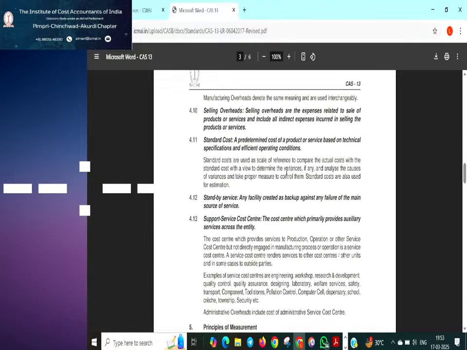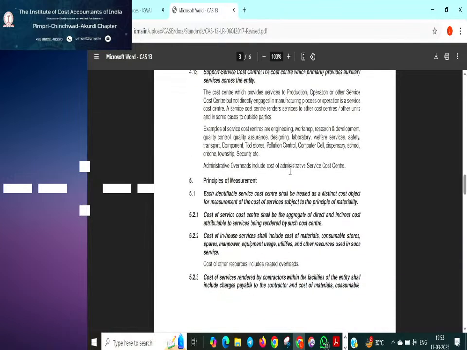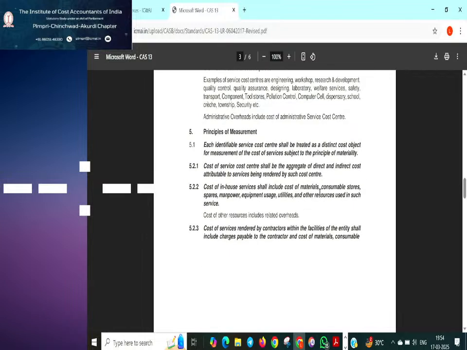So I am directly getting into the principles of measurement. Each identifiable service cost center shall be treated as a distinct cost object for the measurement of cost of services, subject to the principle of materiality. And it shall be aggregate of both direct and indirect costs. That is, we have to prepare a separate cost statement for the service department also. Cost of in-house services shall include cost of materials, consumable stores, spares, manpower, equipment usage, utilities and other resources used in such services.